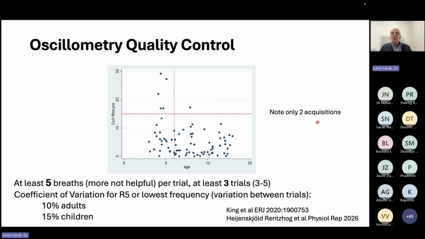This was a study. Now, they only did 2 acquisitions, not 3, but you can see here's the 15% cutoff coefficient, and you can see the vast majority were under 15%, and actually the vast majority were under 10%. And that's really what we should be heading for. And this is talking about variation between trials.